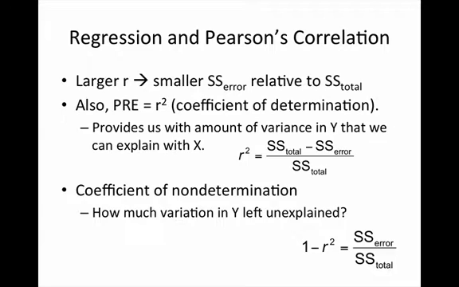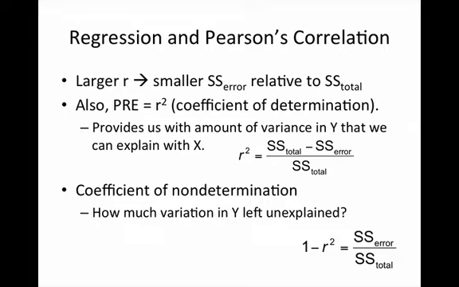So the relationship between regression and correlation is that when we square the value for the correlation coefficient, we have the amount of variability in y that we're able to associate with or attribute to differences in x, and that's a very important piece of information.